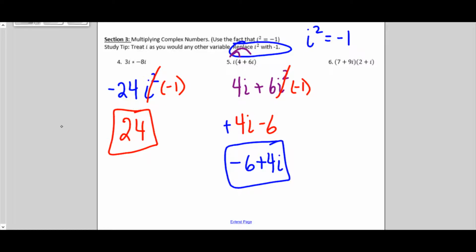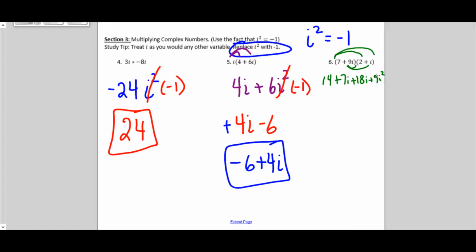In number 6, we'll do 7 plus 9i times 2 plus i. So we'll basically just FOIL this out. We'll do 7 times 2, which is 14. 7 times i, which is 7i. 9i times 2, which is 18i. And 9i times i, which is 9i squared.